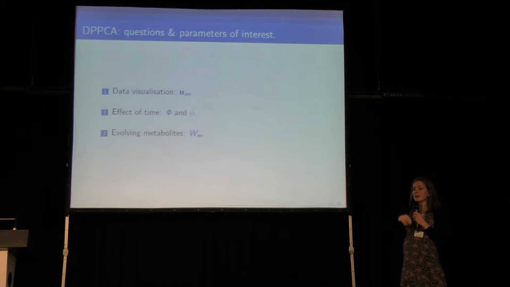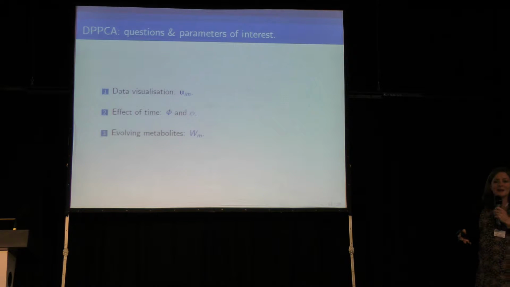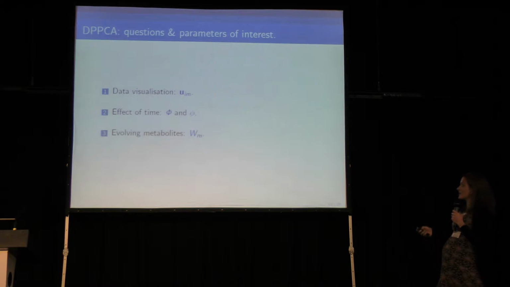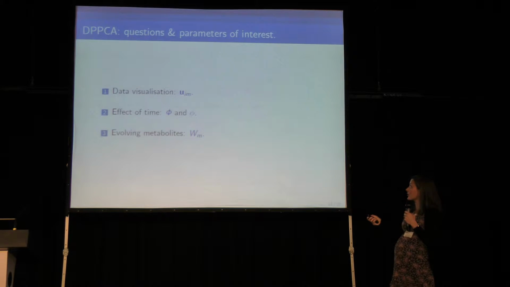Okay, so back to Lorraine sitting in my office and saying, what do you want me to answer for you? What are your questions of interest? So her first question was about the data visualization. To answer that part for her, you can think of it as those U parameters, those latent principal component scores. So I now have one of those for each subject i at time m. So I'm going to use those to answer that part.